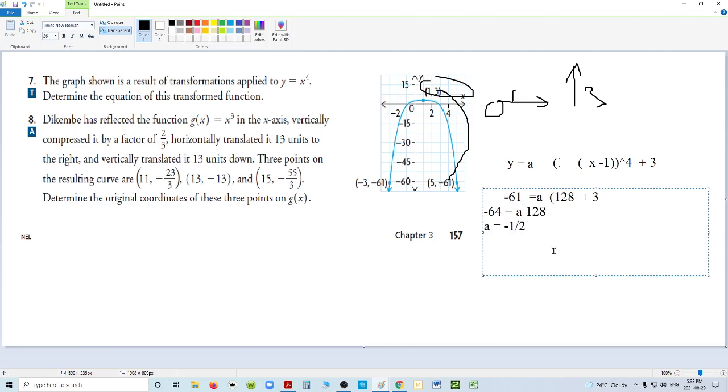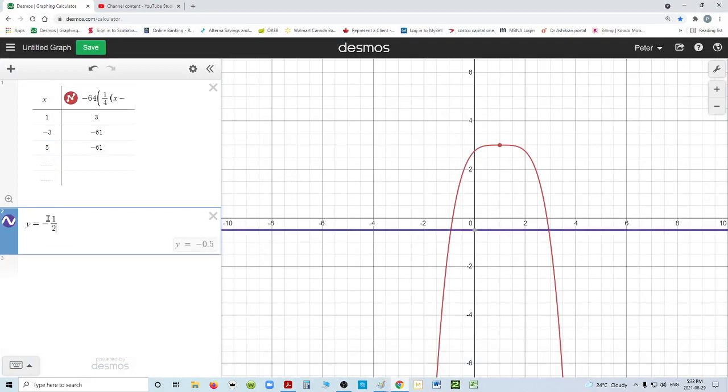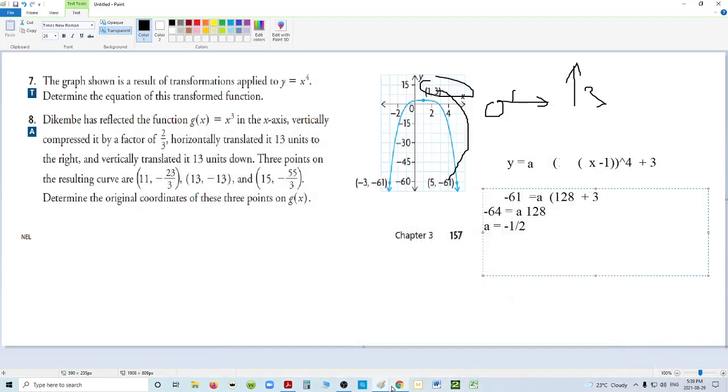And you might say, well, that's not what you found, Peter. But guess what? If I do y is equal to negative a half times x minus 1, to the power of 4, plus 3. Oh, maybe I did a small calculation error. We'll have to try it again.